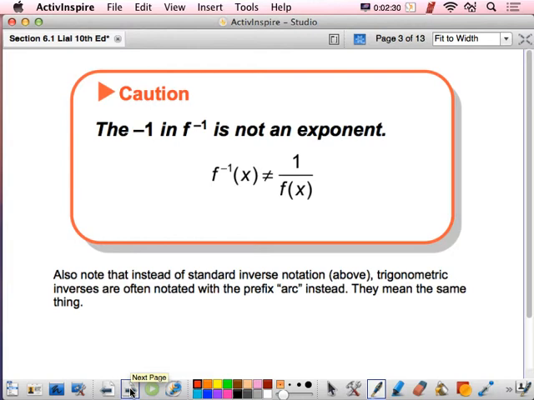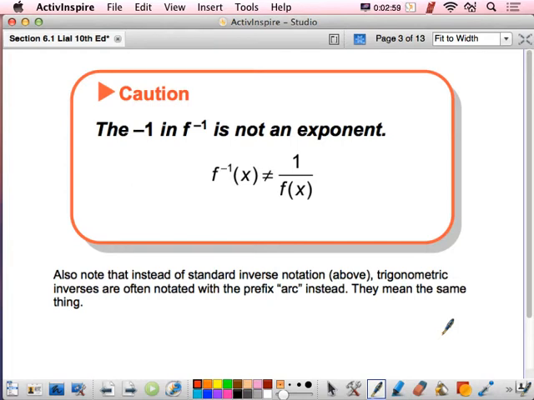Before we really get started, I want to caution you that the -1 in f to the -1 is not an exponent. What does it stand for? Inverse. Yeah, if it's attached to a y or an f of x or a g of x, it stands for the inverse function. Also note that instead of standard inverse notation above, trig function inverses are often notated with the prefix arc instead. They just mean the same thing.